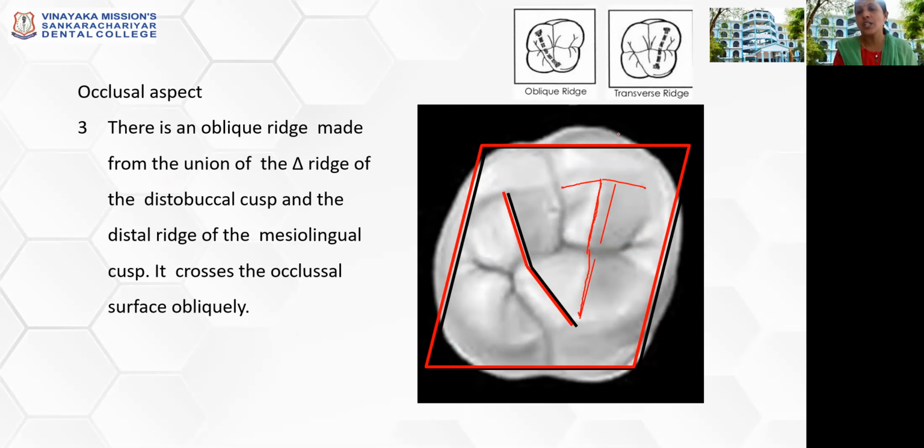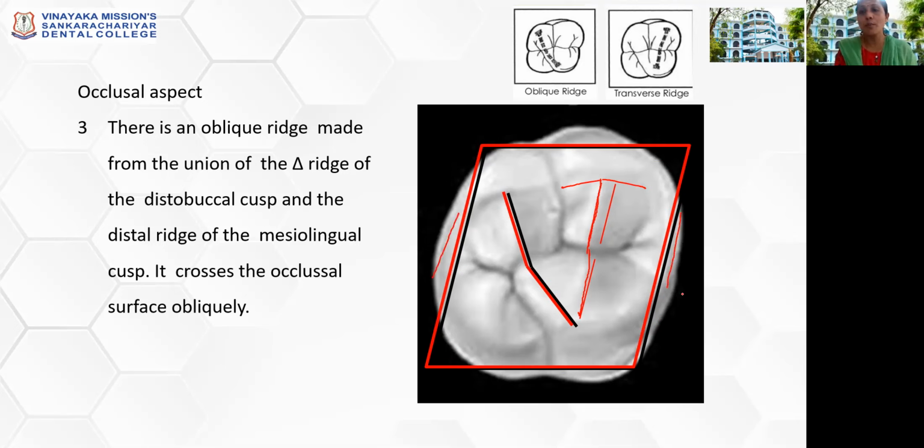From the mesiolingual cusp, there is a mesial ridge and a distal ridge. The mesial ridge unites with the triangular ridge of the mesiobuccal cusp and forms a transverse ridge, and the distal ridge continues with the triangular ridge of the distobuccal cusp and crosses obliquely on the occlusal surface, and this forms an oblique ridge. Because of its oblique nature, it is known as the oblique ridge. So there is a transverse ridge and there is an oblique ridge. Apart from that, there is a mesial marginal ridge and a distal marginal ridge.